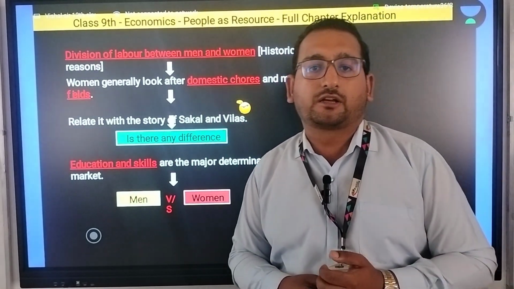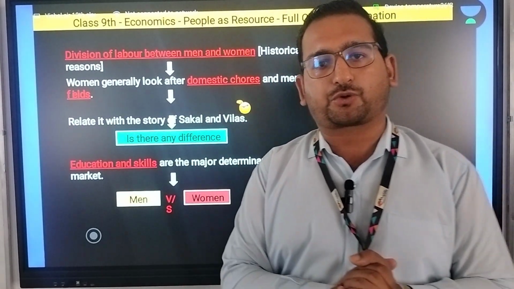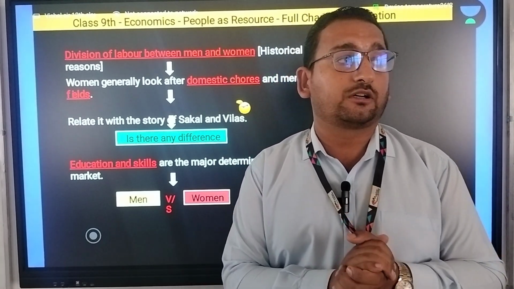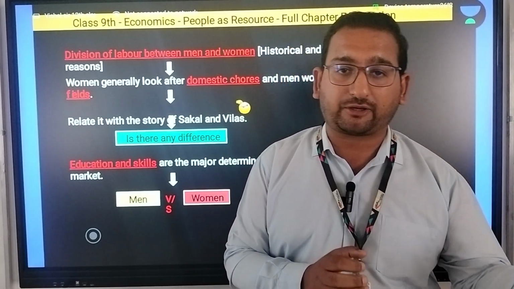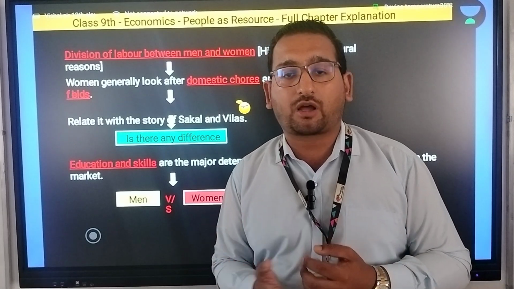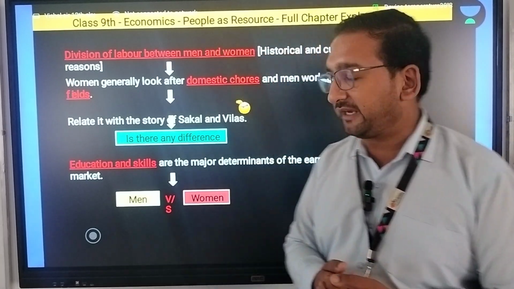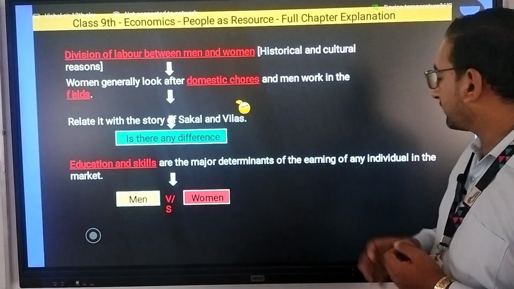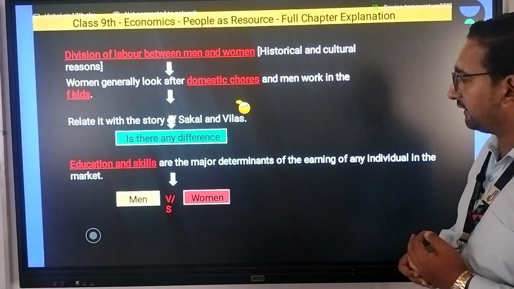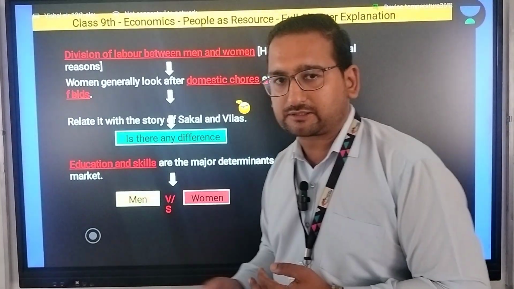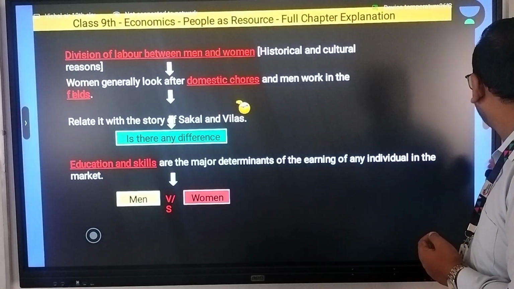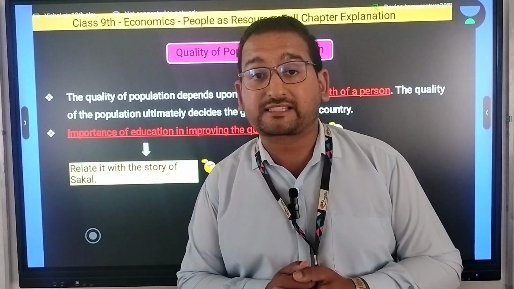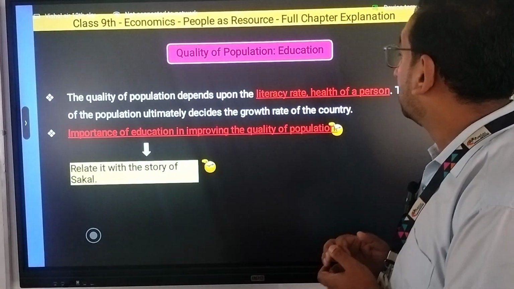विलास. जैसे कि हम सकल और विलास की स्टोरी से कंसिडर कर सकते हैं, in which the earning depends on the man of the family, and all the household works remain in the hands of women. So education and skill are the major determinants of earning of the individual in the market, man versus woman. Having the same work, women earn less in comparison to men.